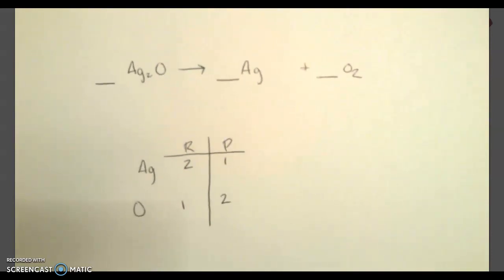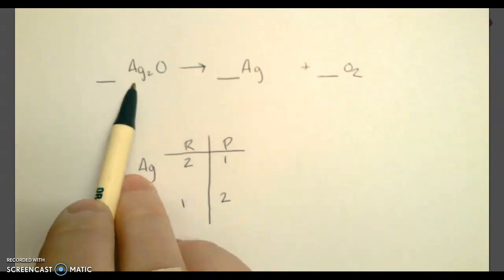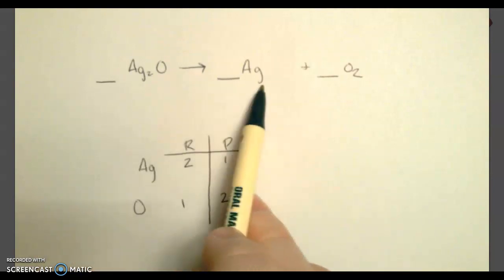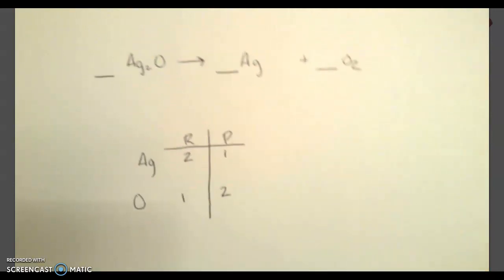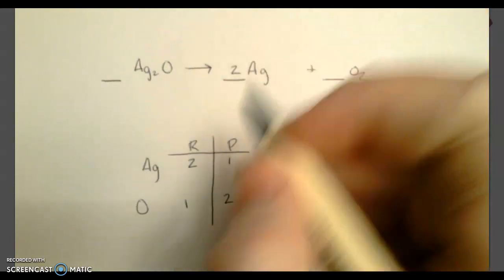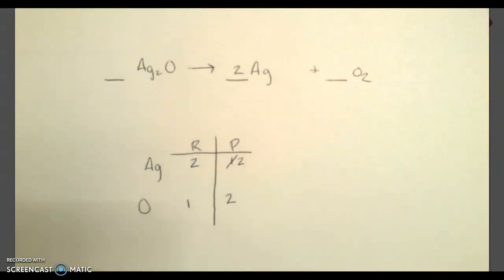So, the next problem was that we had silver oxide breaking into silver and oxygen. This is a decomposition reaction. My tally is right here, and you can see that starting off, it is not balanced. I want to go ahead and balance the silver first, the Ag, so I'm going to put a 2 in front, and that balances that out.